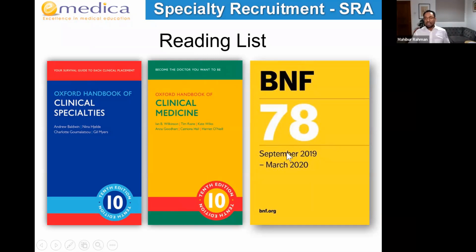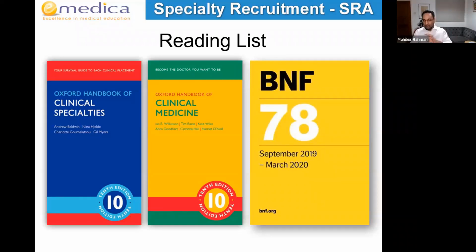And then the BNF, spend half a day on the BNF. Read the first 10 pages, which has a section on pain management, on prescribing in palliative care, and on general principles of prescribing, which often come up. And then if you can, read the first page of each chapter, which summarizes the drug classes for each system.